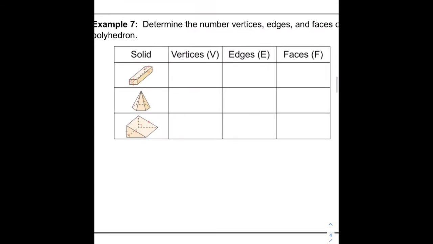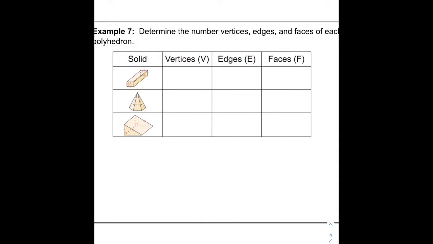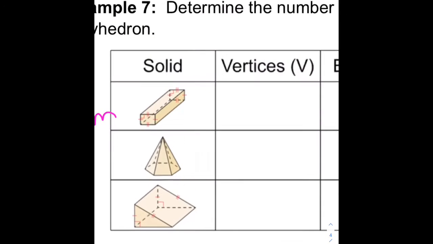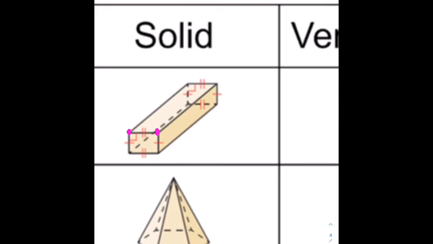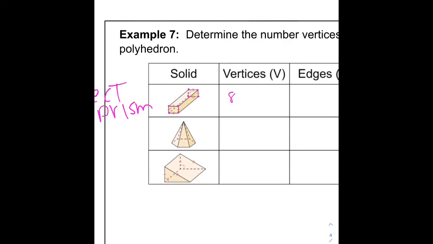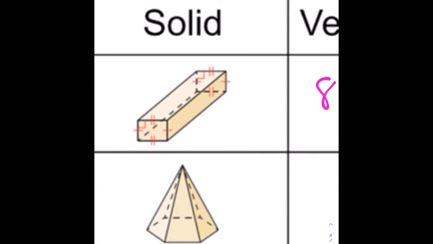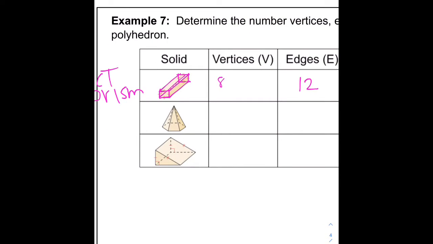solid. So if you think about this chart, if we have a solid, in this case, this first solid is a rectangular prism. If you want to count the vertices, I have 1, 2, 3, 4, 5, 6, 7, 8 vertices in that rectangular prism. Now, if we want to count edges, all right, so let's erase those. If I want to count the edges, I have 1, 2, 3, 4, 5, 6, 7, 8, 9, 10, 11, 12 that make up that rectangular prism.